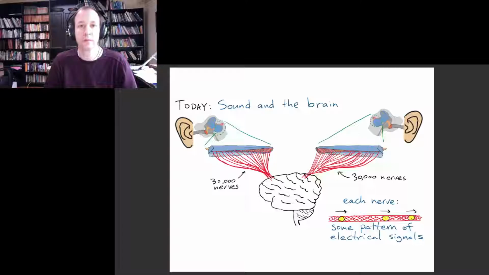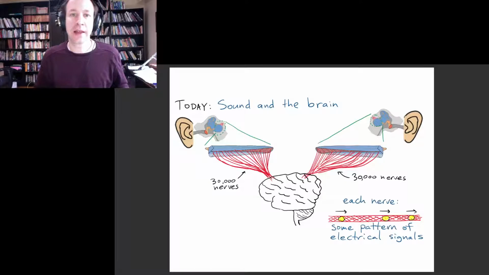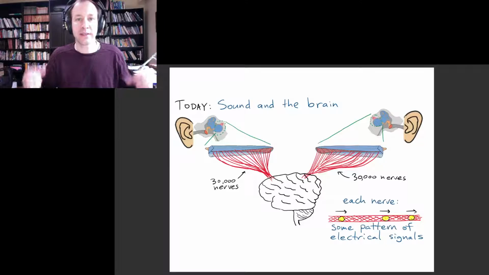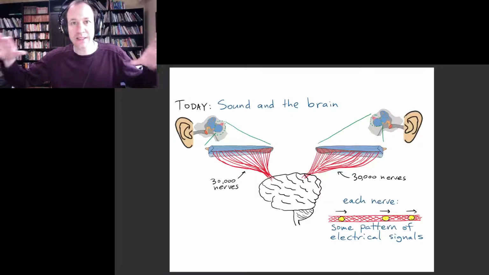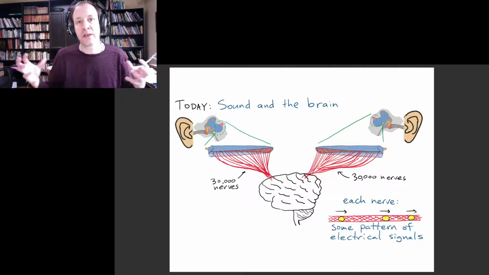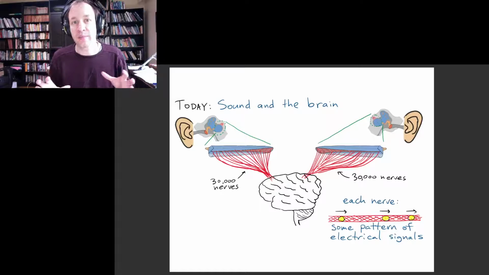So in this video, I want to emphasize that what we experience from a sound is not entirely determined just by the frequencies present in that sound. So we're going to see examples where we hear frequencies that are not present in a sound, and we'll see examples where we hear different things from exactly the same sound, depending on the context.